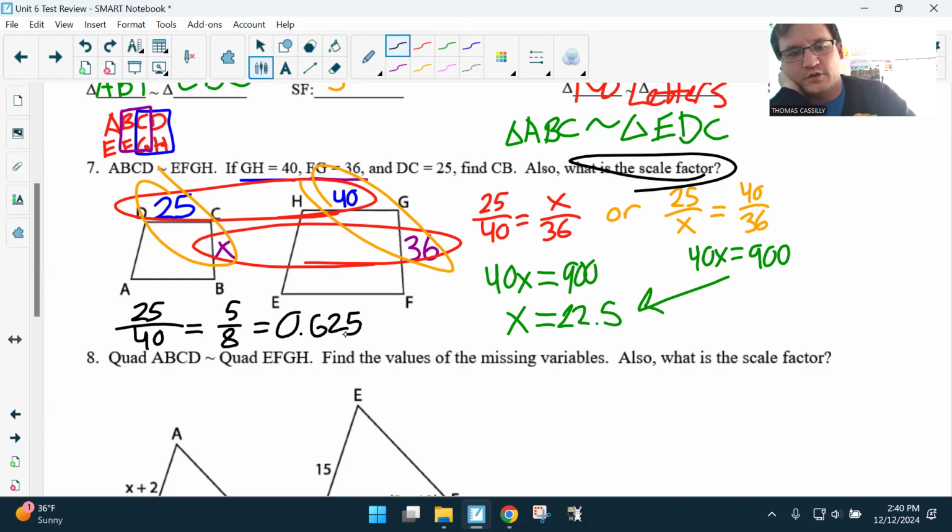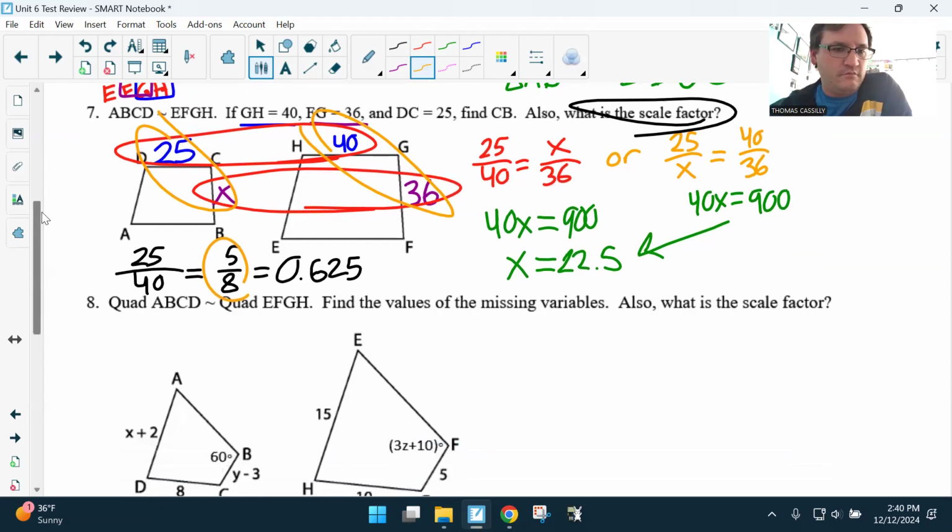0.625. But I know you guys, and I know you like to be lazy with your rounding, and a lot of you would call that 0.6. If you round that to 0.6, I'm going to take off for that. That's just lazy. So leave it like this. That is a better answer. All right, and that one's done.